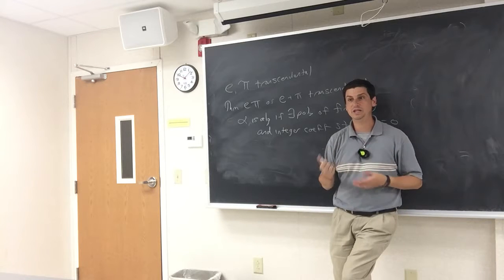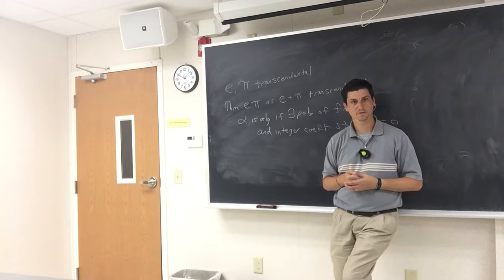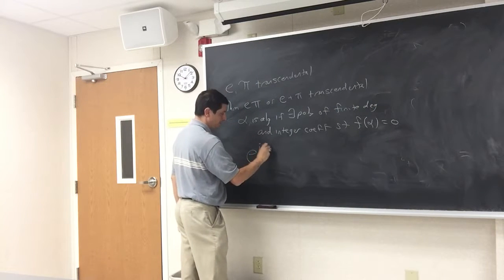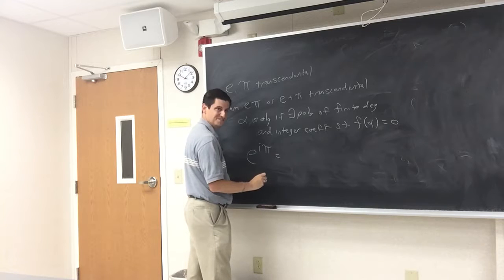Any relations between e and pi that might help? Can't remember if we've done this in this class or in complex. This is the painful part of my year. You're thinking of like e to the i pi. Yeah, e to the i pi equals -1.